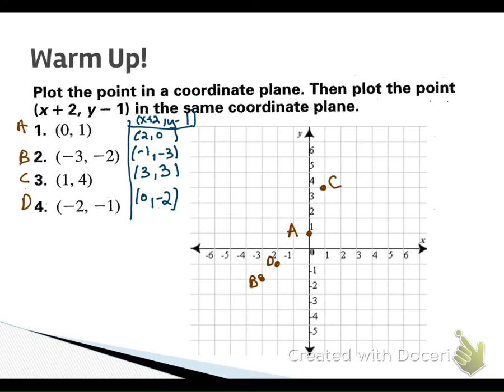We've talked about this a little bit before. And so we're going to label these A prime, B prime, C prime, and D prime. So when we go plot these over here, I have (2, 0), A prime. I have (-1, -3). So that's going to be B prime. We have C prime, which is (3, 3). And then we have D prime, which is (0, -2). Okay. Do we have any questions on this portion?